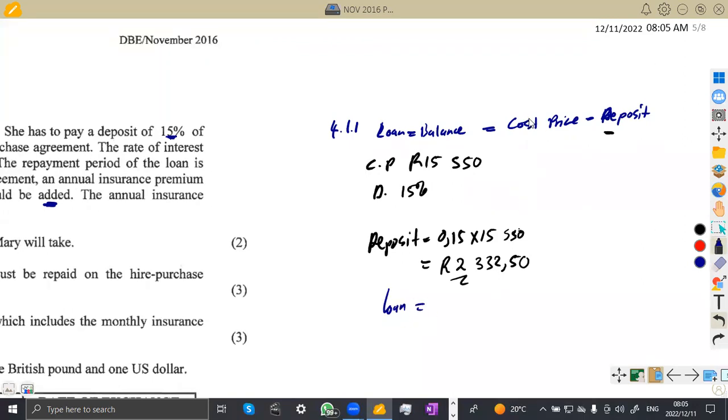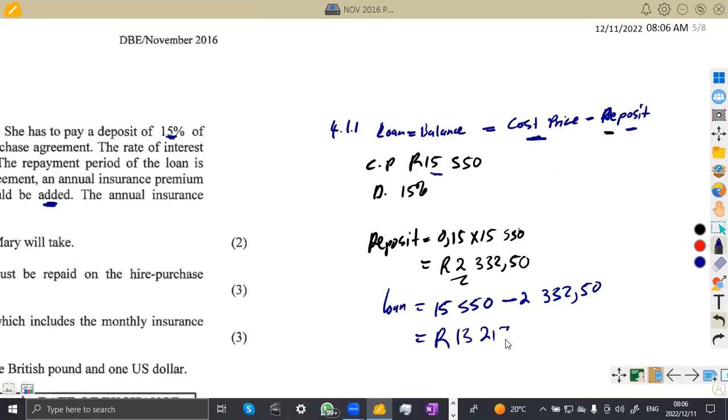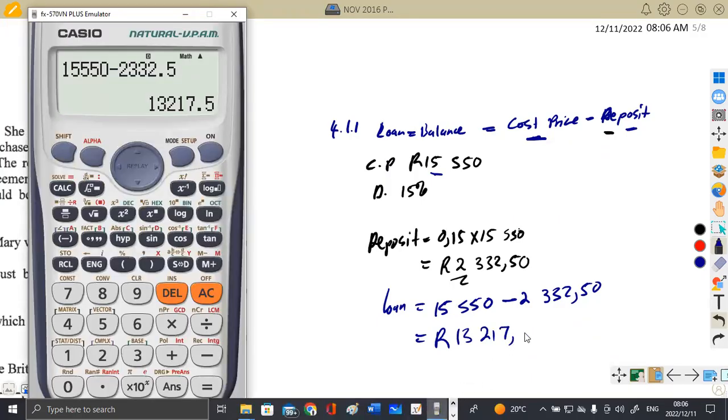So the loan now, we said, is the cost price minus the deposit, of which we've got a cost price of 15,550 minus the deposit of 2,332.50. So this is going to give us the total loan. 15,550 minus 2,332.5. That's it. So we are going to have 13,217.50.